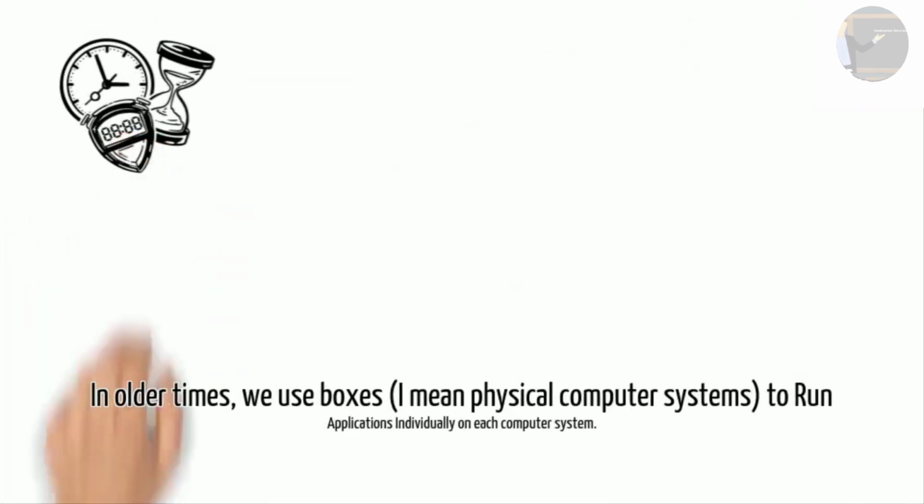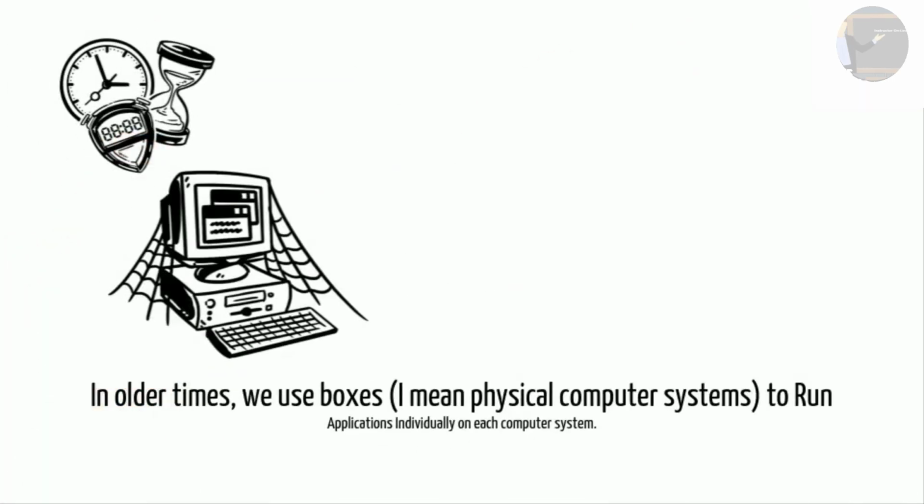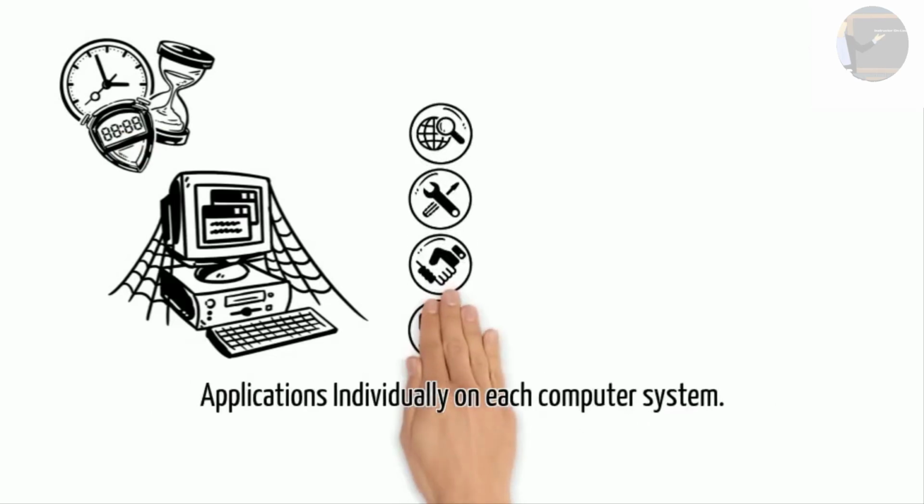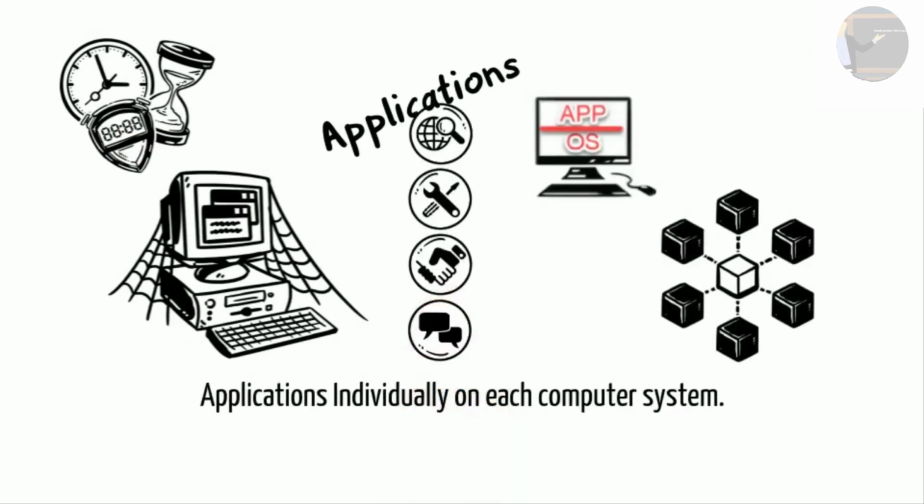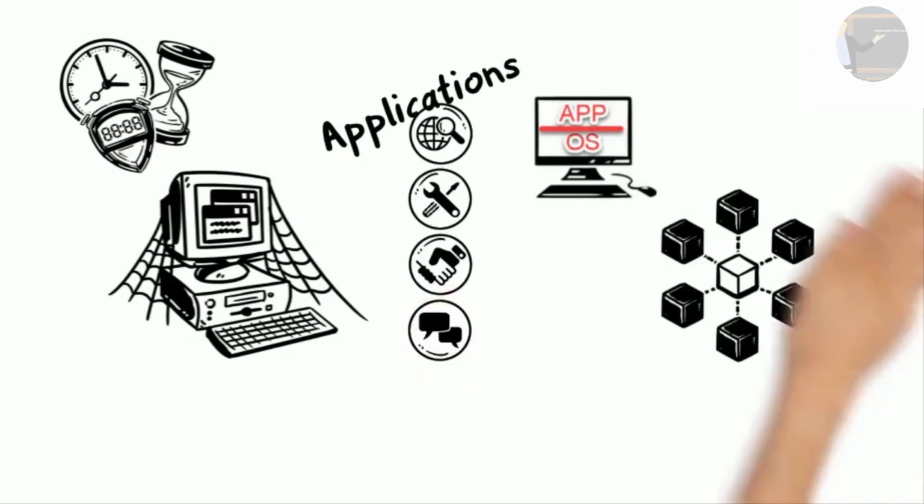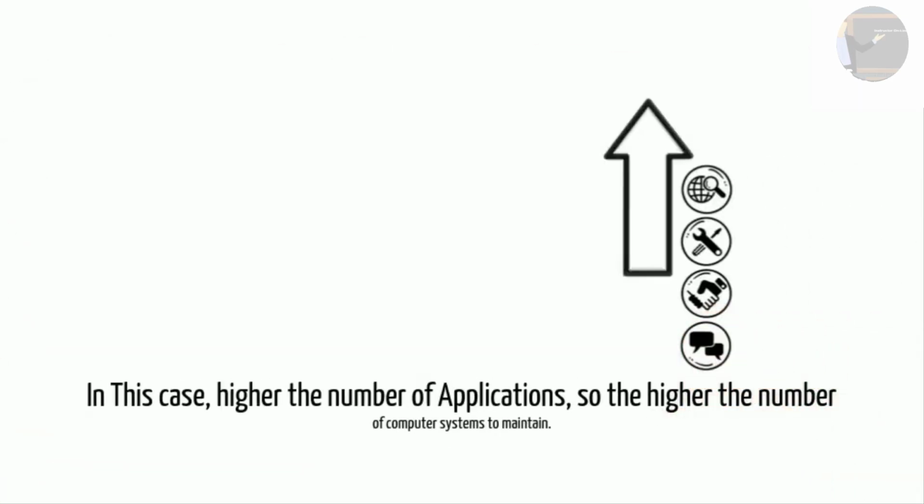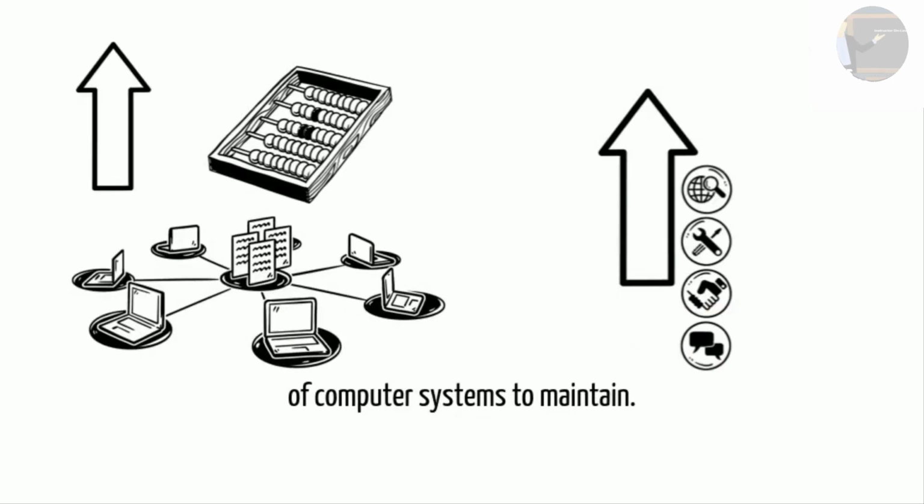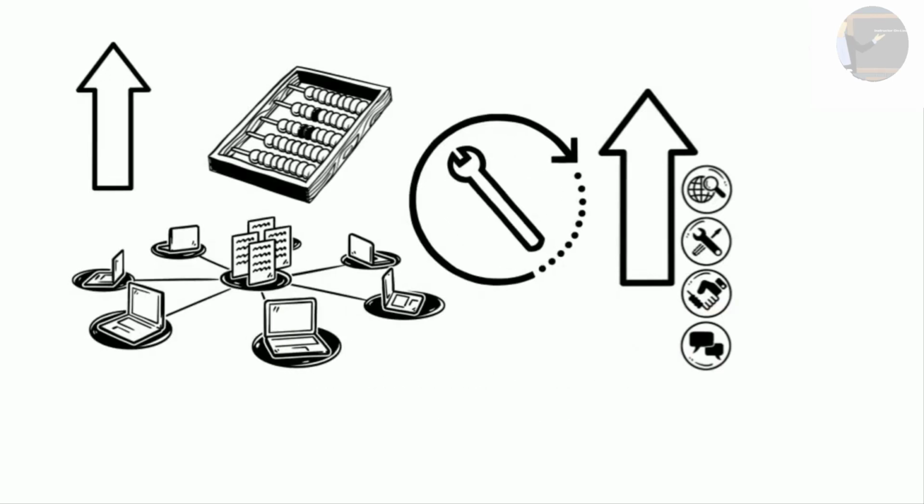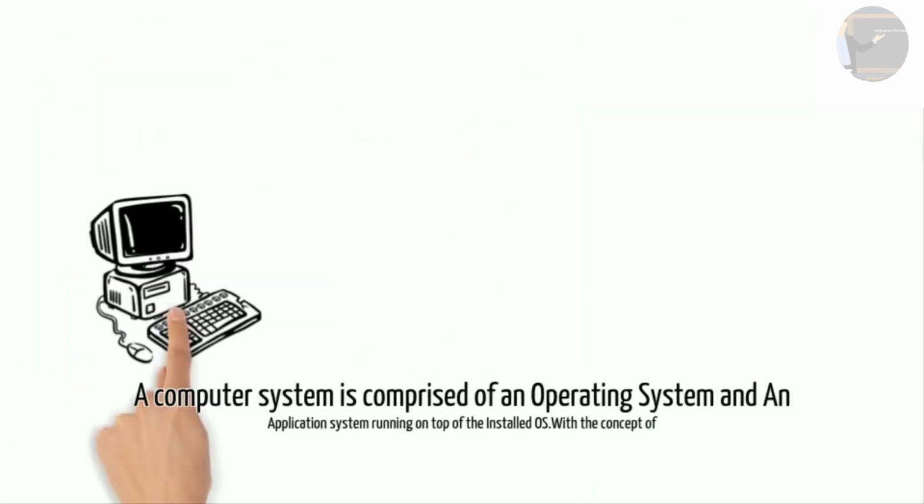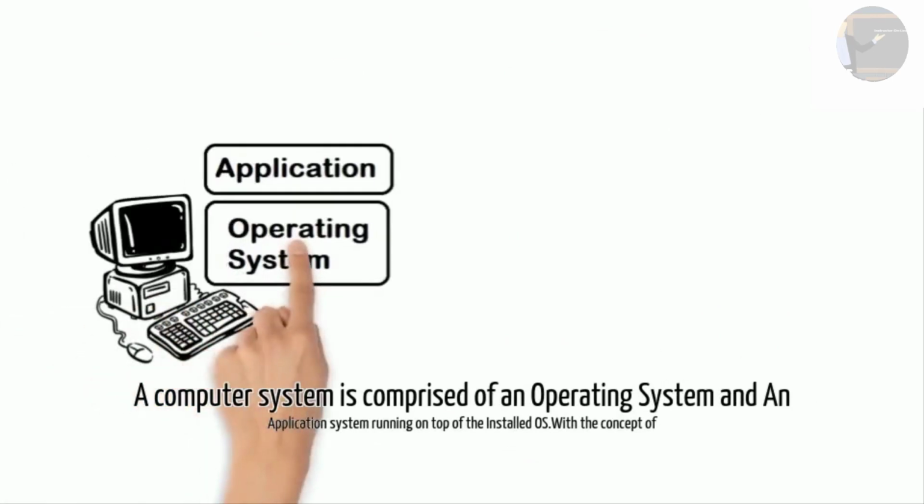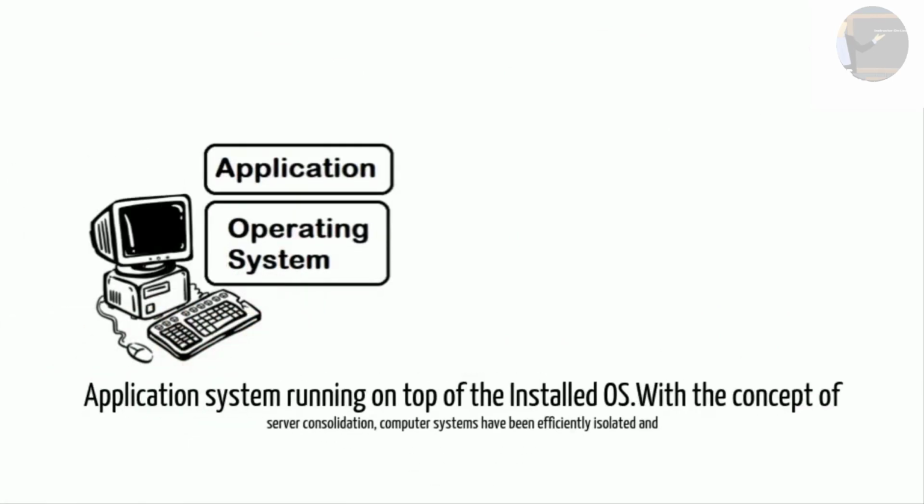In older times, we used boxes, physical computer systems, to run applications individually on each computer system. In this case, the higher the number of applications, the higher the number of computer systems to maintain. A computer system is comprised of an operating system and an application system running on top of the installed OS.